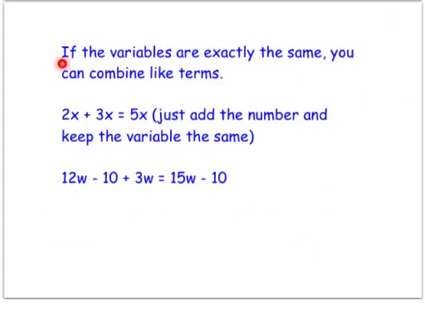Okay, right here it says, if the variables are exactly the same, you can combine like terms. So we're going to combine them. For example, we have 2x and 3x. So we know that we have the same variable. So we know those are like terms. Now we're finding out we can combine them. So 2x plus 3x is 5x. You just add the number in front and you keep the variable the same. So 2 plus 3 is 5. And then you simply keep the x.